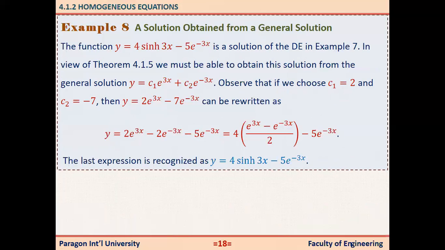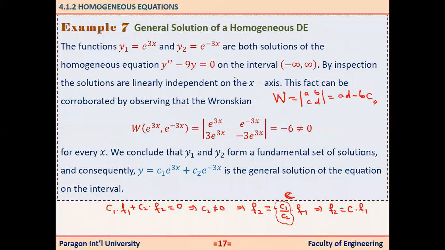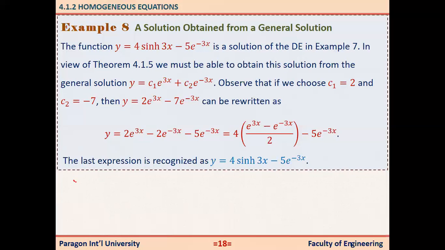Example 8, a solution obtained from a general solution. The function y equals 4 times sin of 3x minus 5 times e to the power minus 3x is a solution of the differential equation in example 7. Maybe we are talking about this example, y double prime minus 9y is equal to 0. It says that this is also a solution.